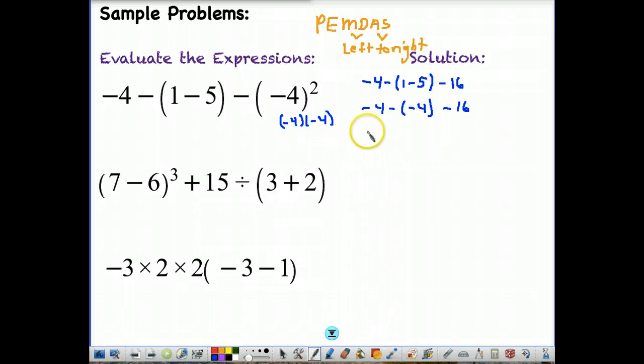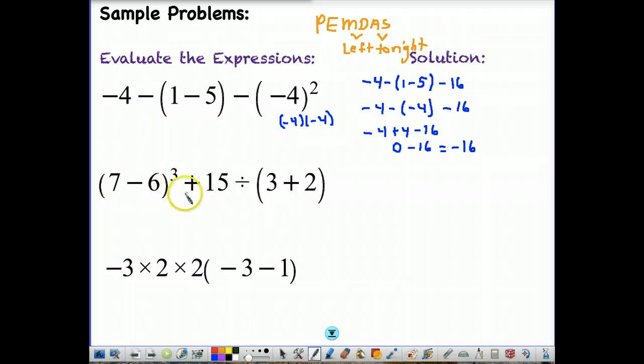So just like we said, we want to go left to right. So I'm going to start here and I'm going to say, well, I have -4. And then I'm going to do this, minus a minus. That gives me a plus. And then -16. Okay, and then -4 plus 4, that gives me 0. -16 equals, we'll say 0 here, -16, and that just equals -16. All right, on to the next.